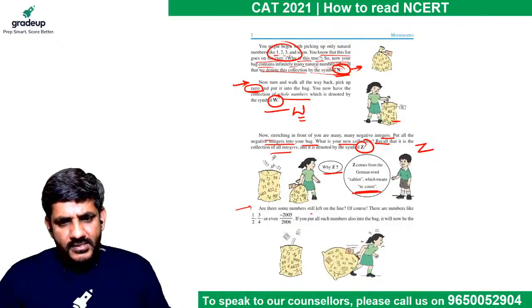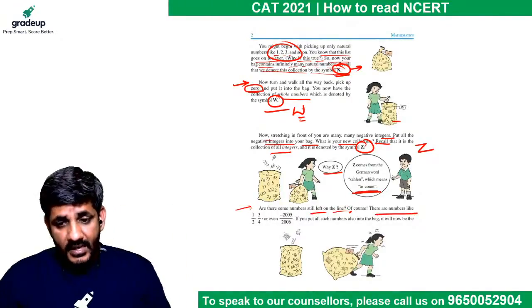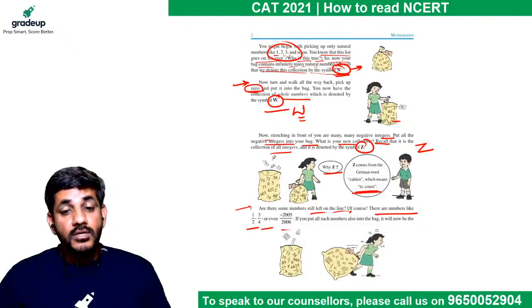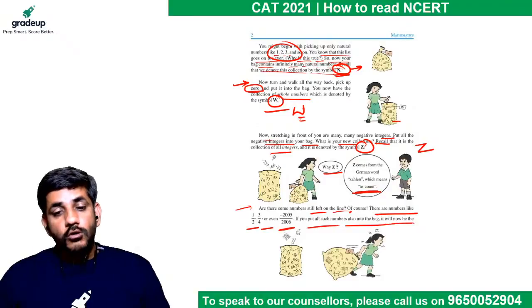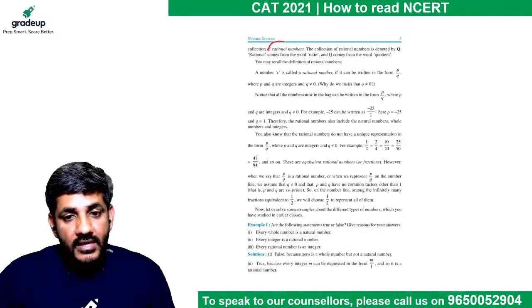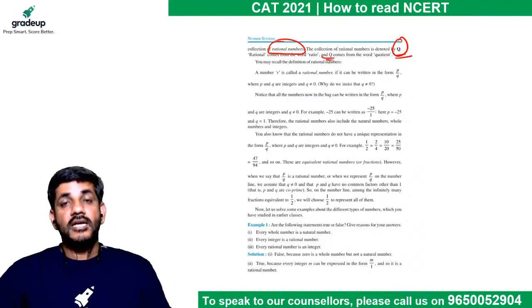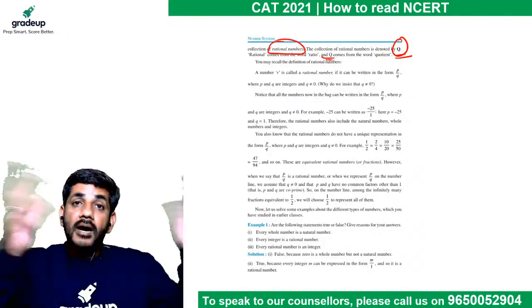Are there some numbers still left on the line? If you look at the line, are there any other numbers left? Yes, there are numbers like 1 by 2, 3 by 4, even minus 2000, 5 by 2006. He says put all those numbers in the bag as well. And this is called the collection of rational numbers and it is represented by Q. That means integers are a part of rational numbers.